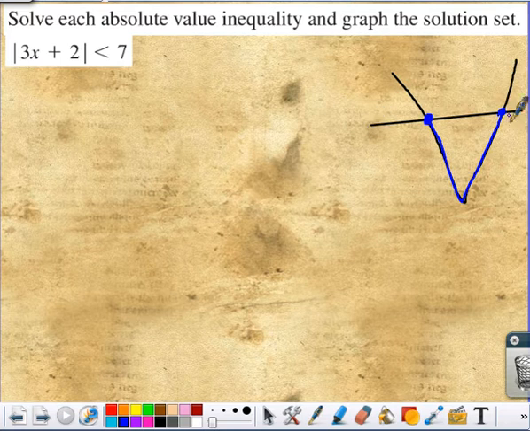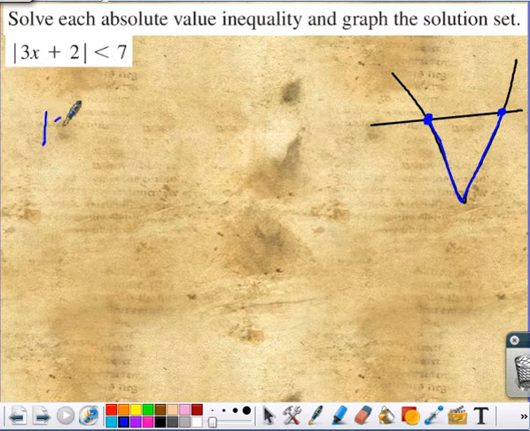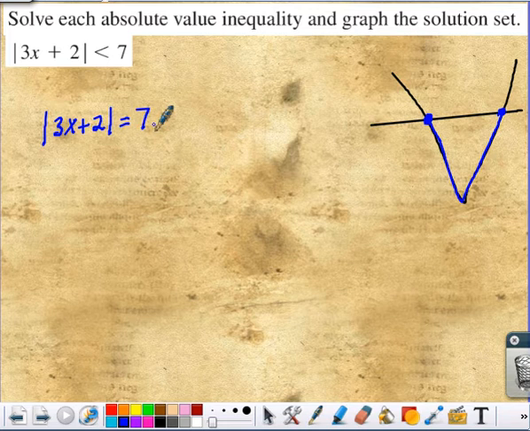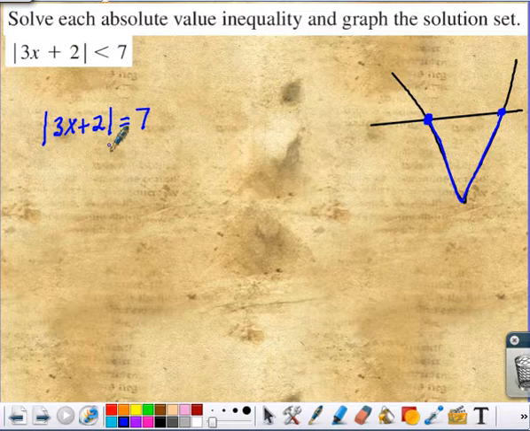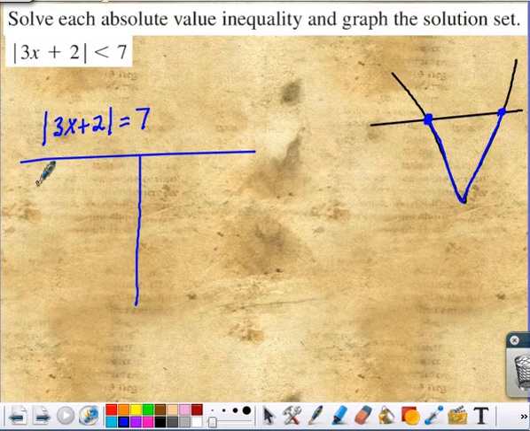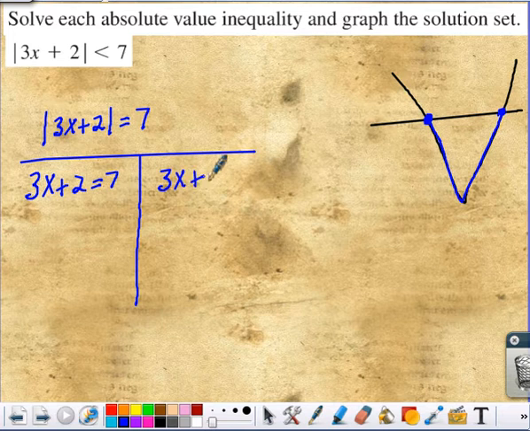So my very first step when you're solving absolute value inequalities is you actually solve the absolute value equation. And this, again, we won't have to review, so if you have any questions about it, ask now, because this is part of your test. How do we solve absolute value equations? You split it. 3x plus 2 is 7, and 3x plus 2 is negative 7.